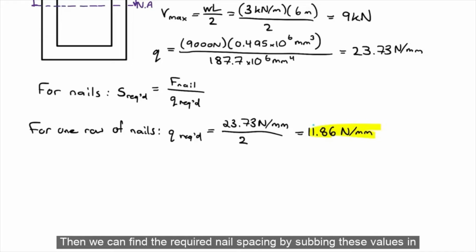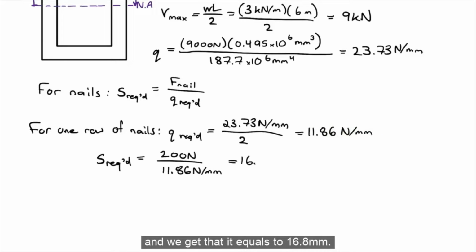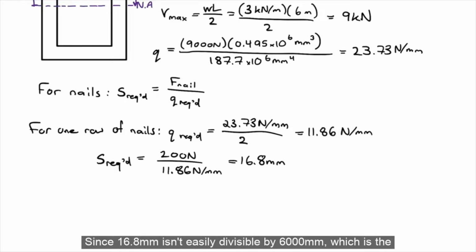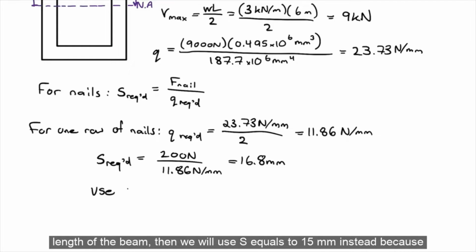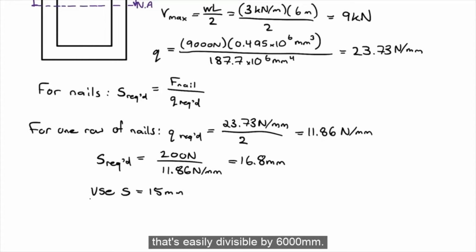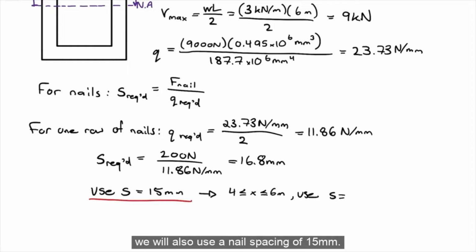Then we can find the required nail spacing by subbing these values in, and we get that it equals to 16.8 millimeters. Since 16.8 millimeters isn't easily divisible by 6,000 millimeters, which is the length of the beam, then we will use S equals to 15 millimeters instead, because that's easily divisible by 6,000 millimeters. That also means between 4 and 6 meters, we will also use a nail spacing of 15 millimeters.